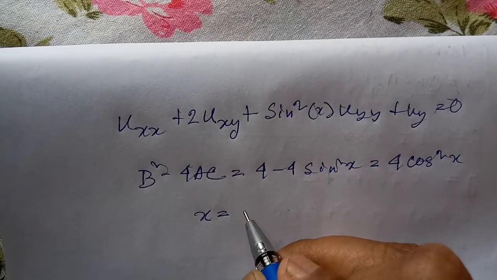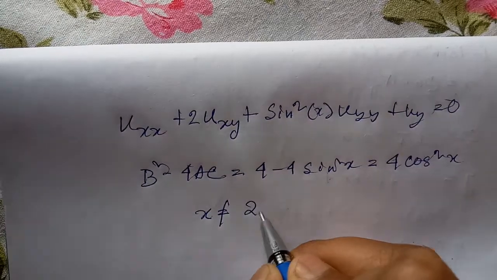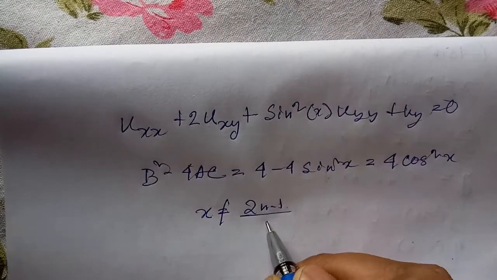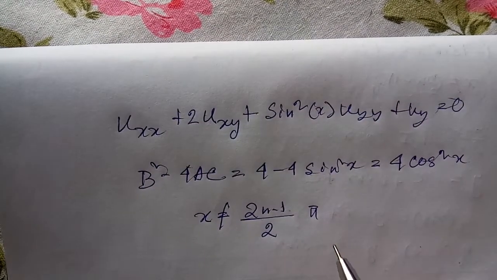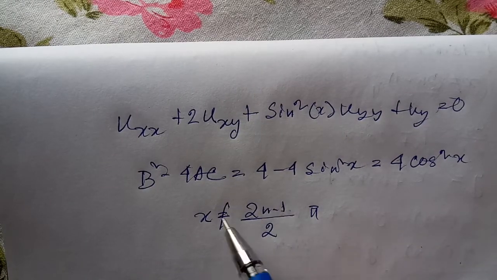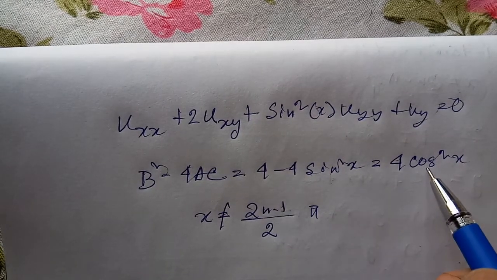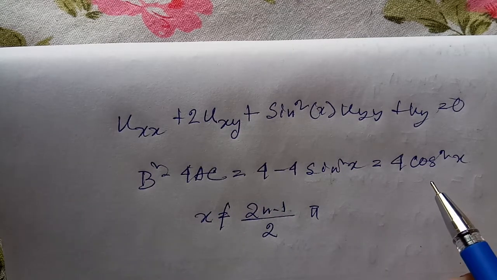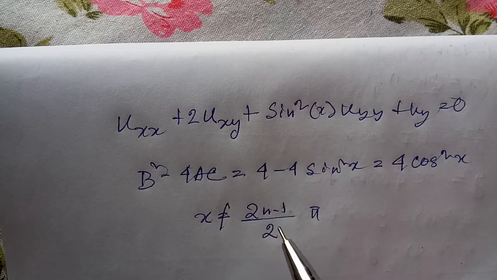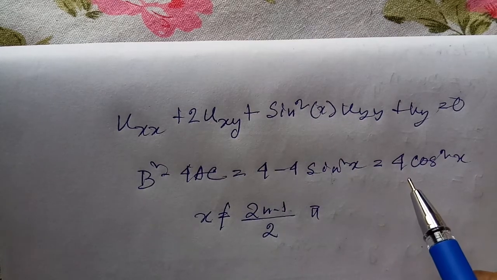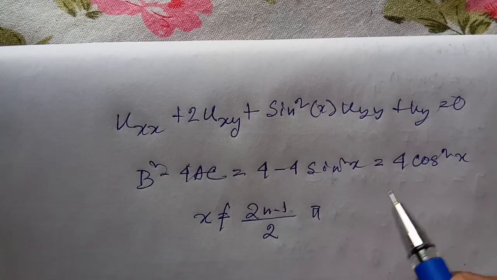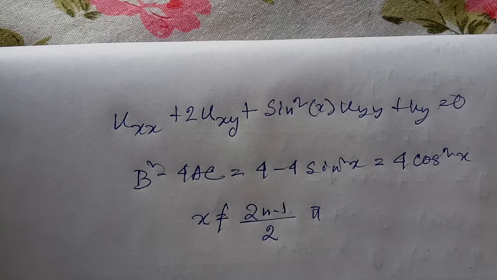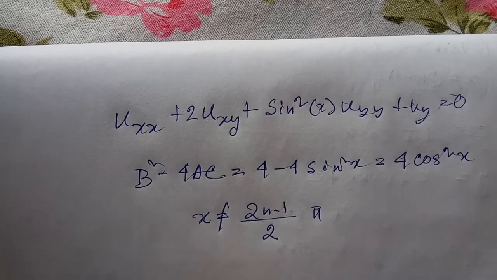And if x is equal to (2n minus 1) over 2 into pi, then this is equal to 0, so you will be having all parabolic equations. But if x is not equal to that, then your cases are hyperbolic. So you have to classify in such a way. Next problem.